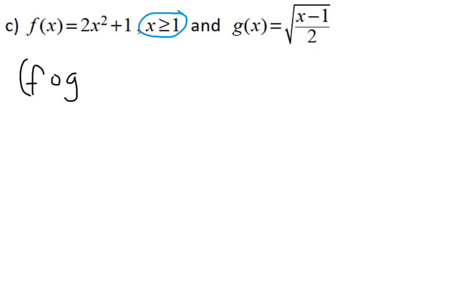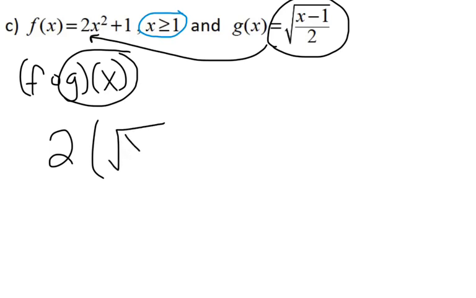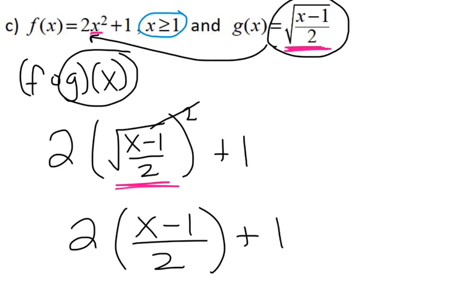So f of g of x, I'm going to start with my g of x first. So I'm taking my g of x, and I'm putting it into the x in your f function. So I have 2 times the square root of (x minus 1) over 2, quantity squared, plus 1. So if you see, I have my g of x going into x for the f function. And then from there we simplify. So the square and the square root cancel, because those are inverse operations. So I have 2 times (x minus 1) over 2 plus 1.